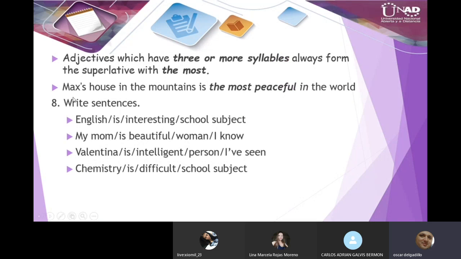Adjectives with three or more syllables always form the superlative with the most. Remember that with comparatives we use more. In this case, we use the most. For example, Mark's house in the mountains is the most peaceful in the world. We use the most.